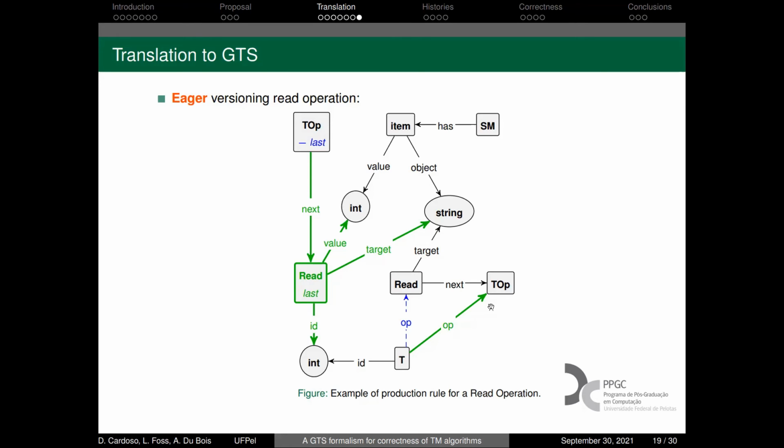Here's an example of an eager versioning read operation. This operation will take the target of the current read operation and match it to its corresponding object in the shared memory, save the value in a new item at the end of the history, and move the operation to the next in the sequence of operations from the transaction.